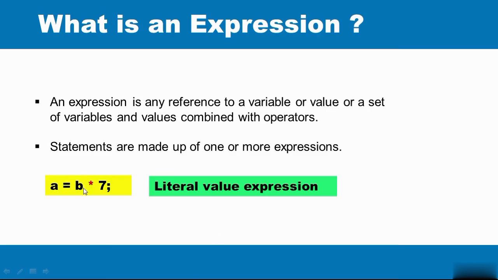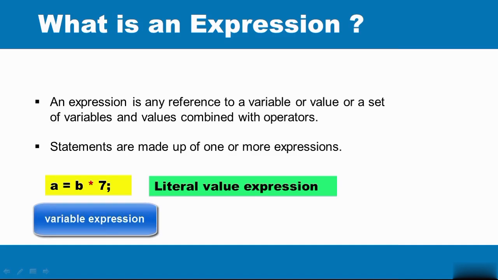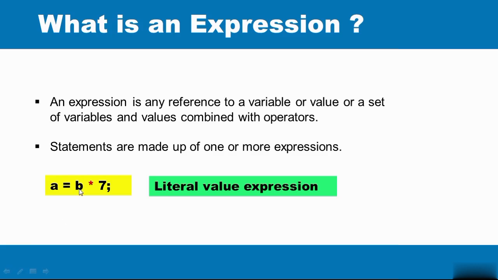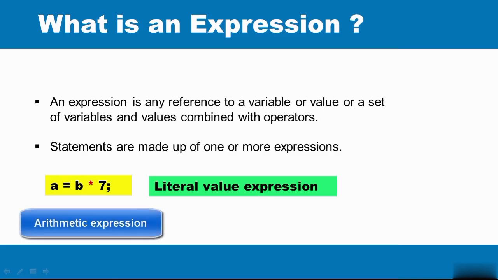The B is known as a variable expression, which means it basically retrieves its current value. So a variable expression is used to retrieve its current value. The B times 7 is known as an arithmetic expression, which means it's basically doing something. So it's multiplying. B times 7 basically means you're multiplying the value of B by 7. So that's referred to as an arithmetic expression.